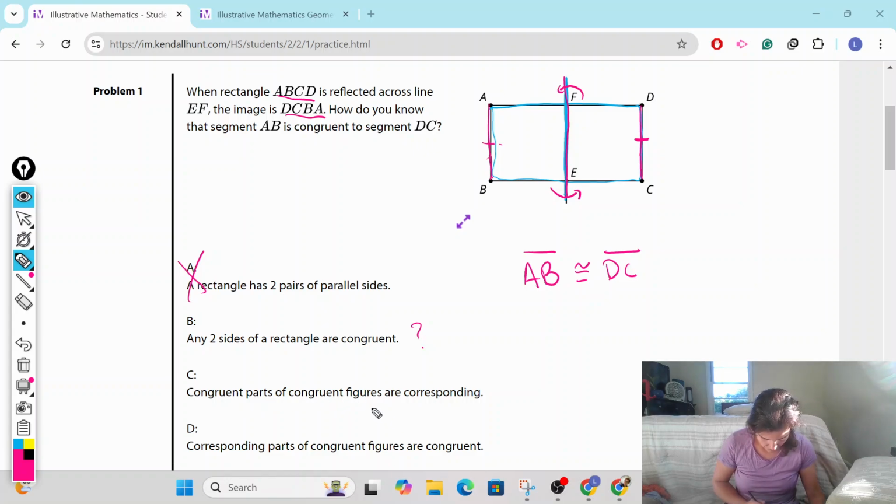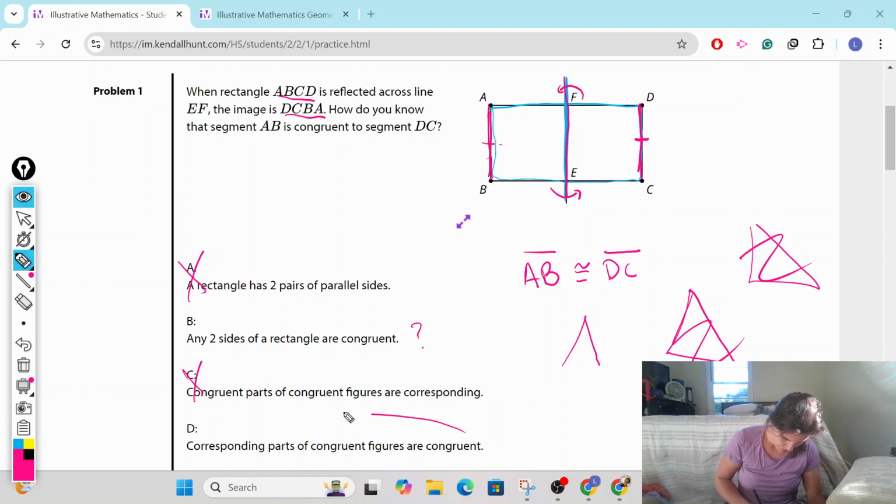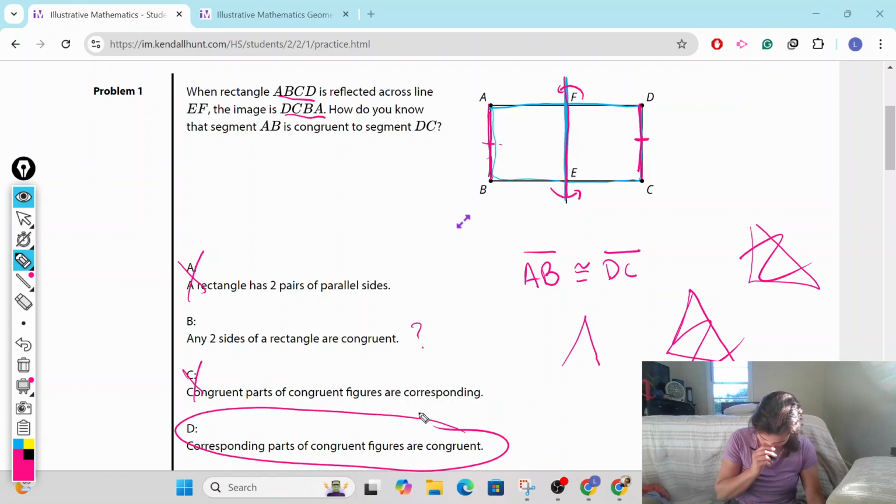Congruent parts of congruent figures are corresponding? That's not true. If I have this figure here and this figure here, that isn't true. And we'll talk about that later. Post in the comments if you want me to explain that, but this actually doesn't make sense. The phrase here says corresponding parts of congruent figures are congruent. This side corresponds to this side, and therefore we know that the figures are congruent.